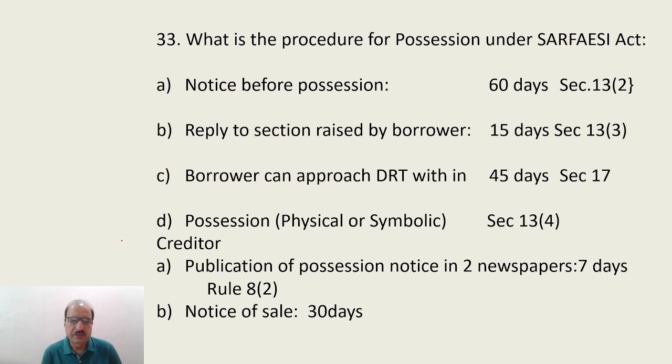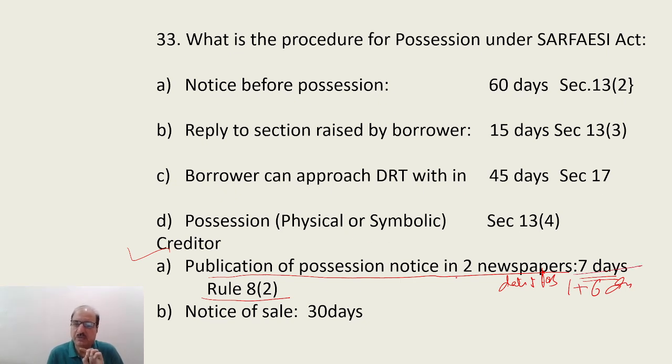Then another very important: publication of possession notice in two newspapers. When a bank has taken possession of the secured property, then a notice has to be given in two newspapers, one vernacular. Within how many days? 7 days under Rule 8(2) of the SARFAESI Act. 7 days means the date of possession is also included. So that means 1 plus 6 days. So within 7 days, a notice has to be given in the 2 newspapers. One out of them has to be vernacular.